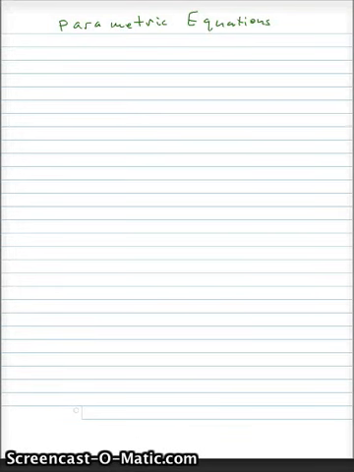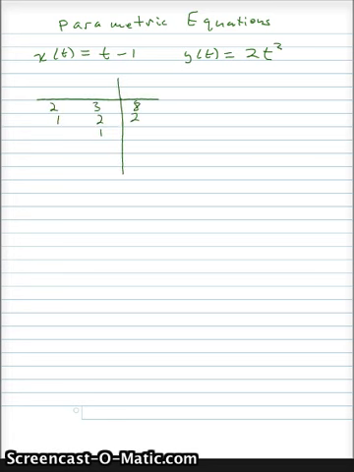This is Bob Capetta from the University of Illinois at Chicago, and this lesson is on parametric equations. We're going to take a look at the following example. We're going to say that x of t is t minus 1 and y of t is 2t squared. We're going to think of t as a time parameter. As t changes, x and y will change.